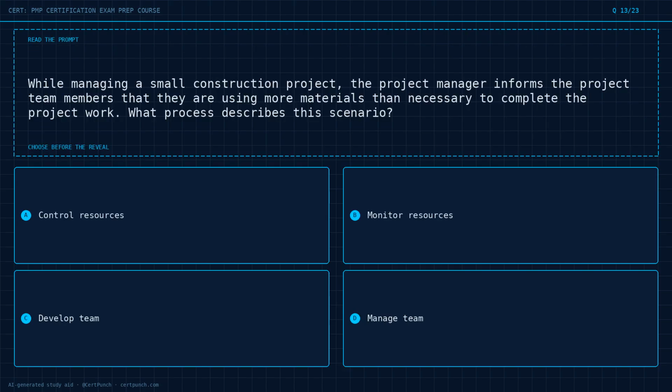Question 13 of 23. While managing a small construction project, the project manager informs the project team members that they are using more materials than necessary to complete the project work. What process describes this scenario?